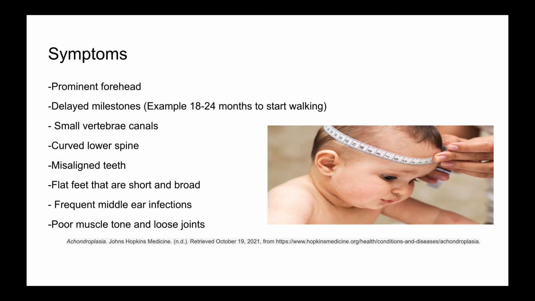The symptoms of achondroplasia dwarfism are a prominent forehead, which is caused by the abnormal growth in the skull, and delayed milestones. An example would be an infant or a toddler taking 18 to 24 months to start walking. Other symptoms are small vertebrae canals, a curved lower spine, which results from the abnormal growth of the spine, misaligned teeth, flat feet that are short and broad, frequent middle ear infections, and poor muscle tone and loose joints.